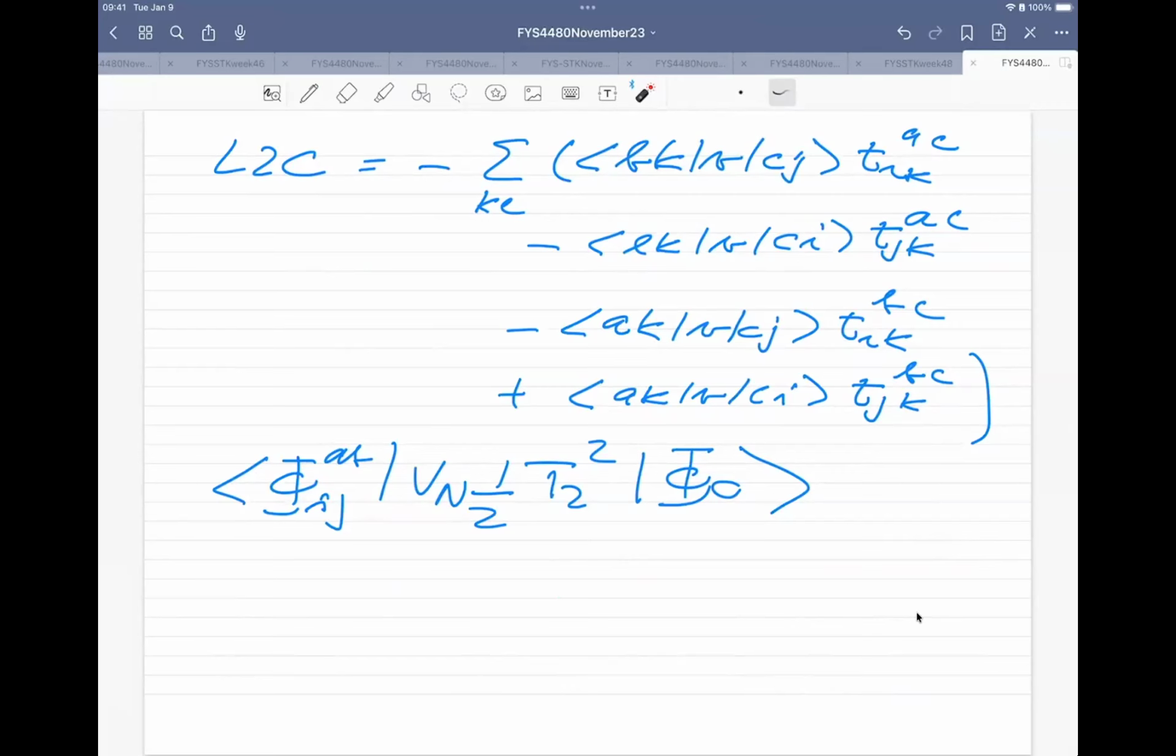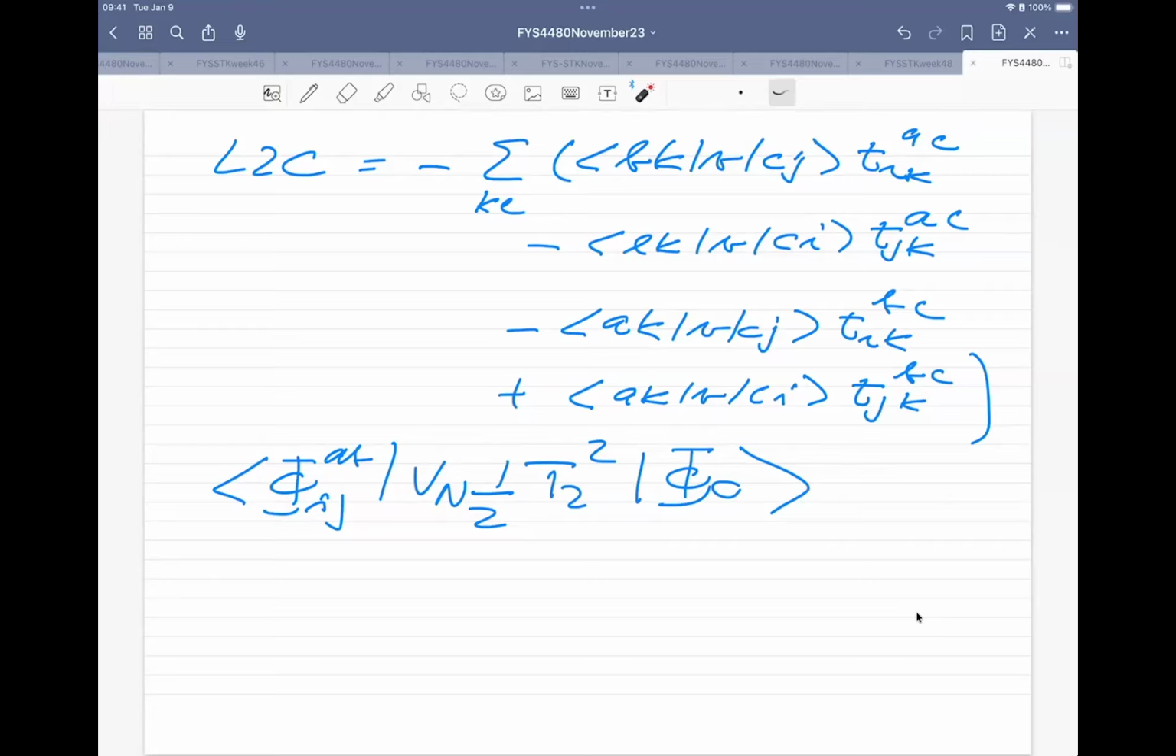So that means that if we now count the number of possible excitations we have, T2 could create a 2-particle 2-hole excitation here. And then we have the possibility of a 2-particle 2-hole excitation in V_N. So it is possible that this term here can actually give some contributions.